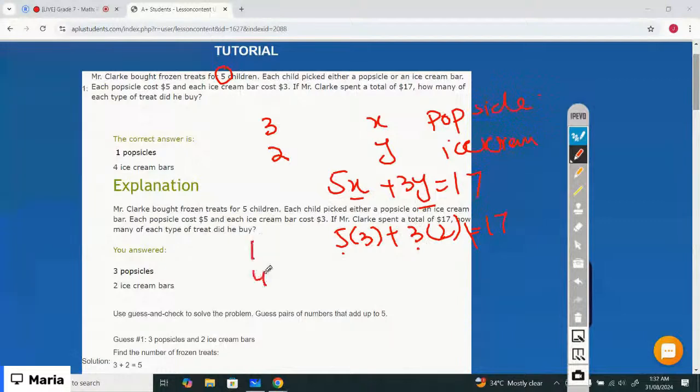1 and 4, right? 1 popsicle and 4 ice creams. So 5 times 1 is 5 and 3 times 4 is 12. The correct option is when you add them, they make 17. So yes, he bought 1 popsicle and 4 ice creams. The correct option is 1 and 4. That's how you guess and check the answers, right?